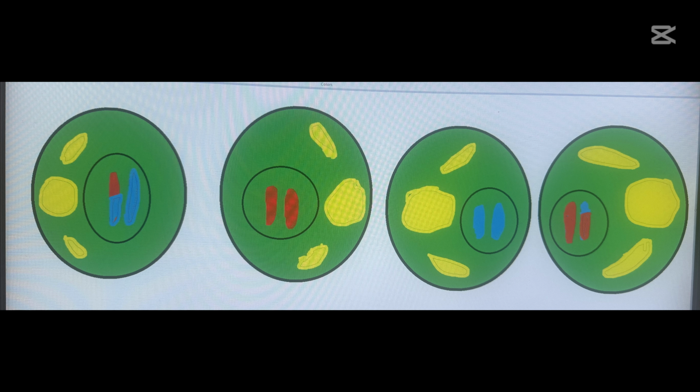The main difference between telophase 1 and telophase 2 is that in telophase 1, homologous chromosomes separate, resulting in 2 daughter cells, while in telophase 2, sister chromatids separate, producing 4 haploid daughter cells with distinct genetic makeup.